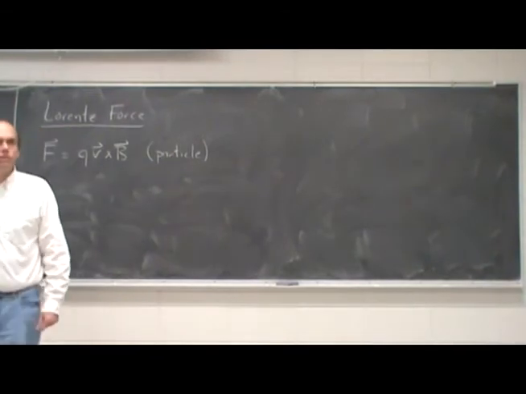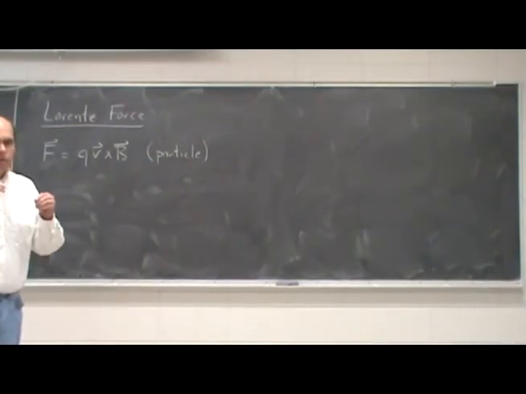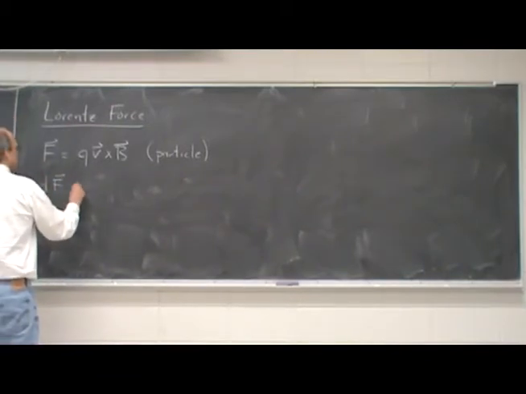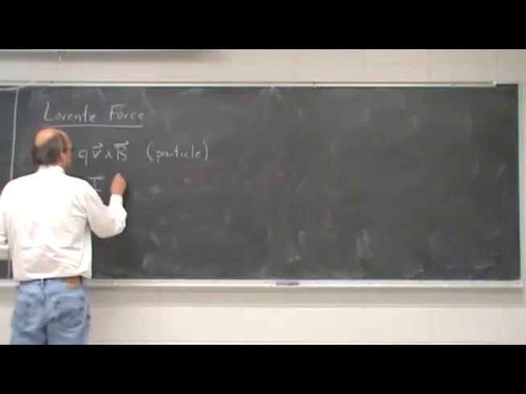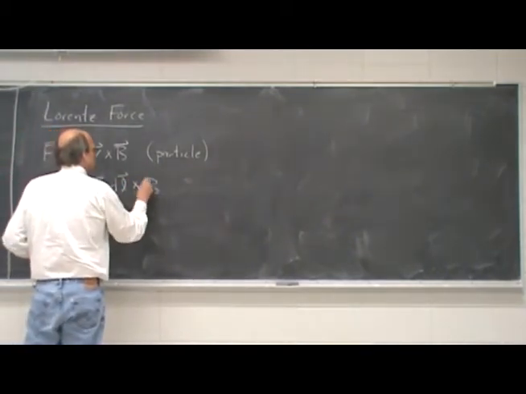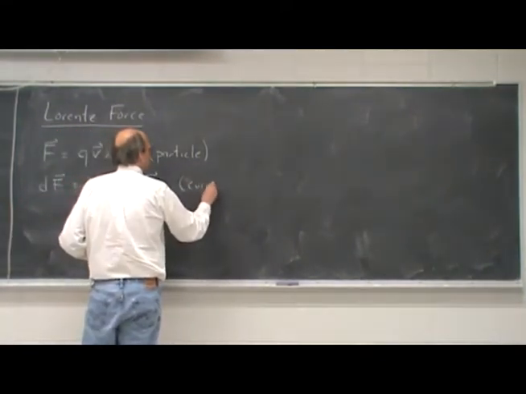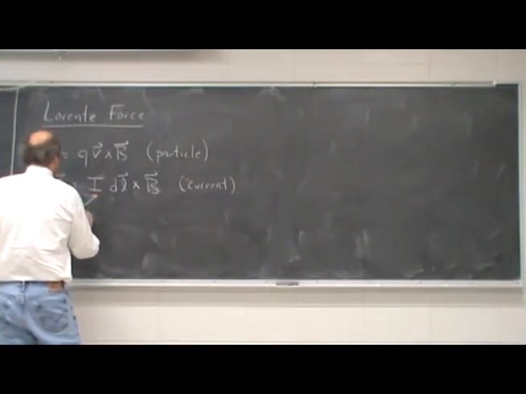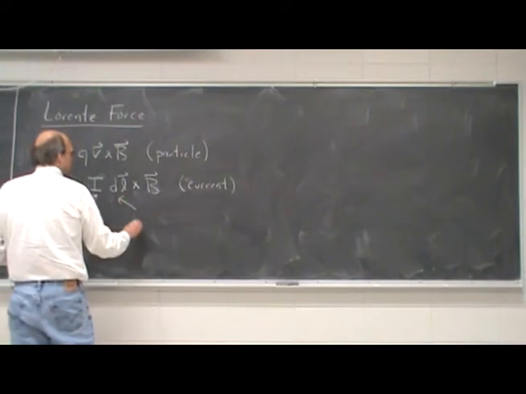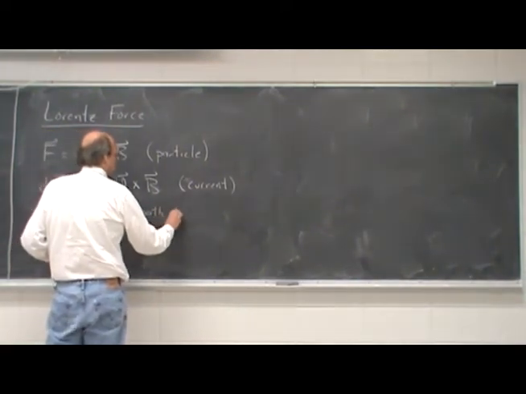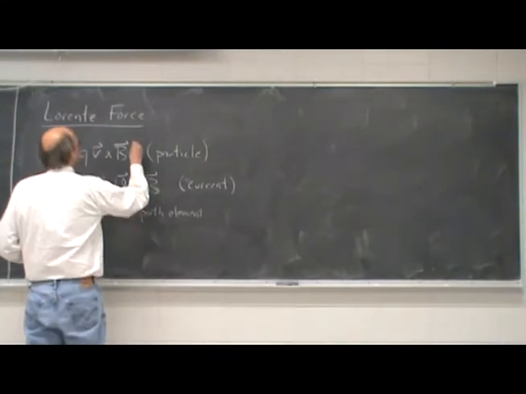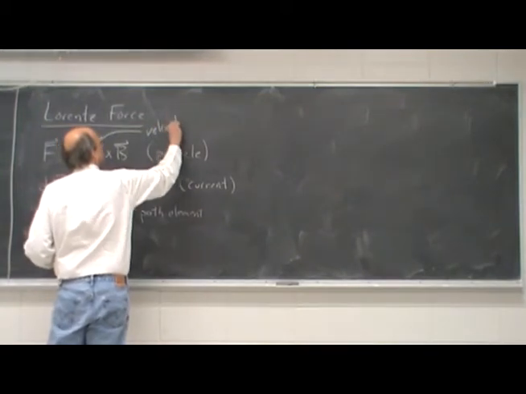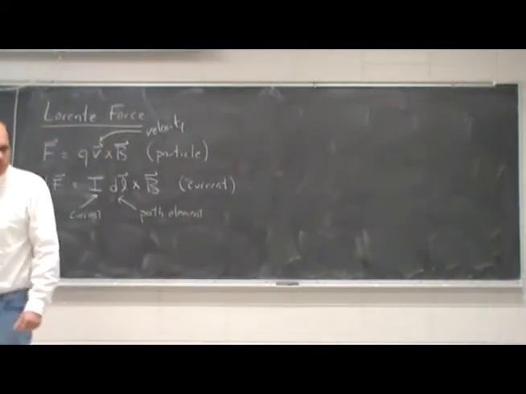Now, if the force is on a current moving in a wire, we have to look at a little bit of the wire, so we get the differential force: dF = I dL cross B. This is the current form. I is the current, and dL is a path element, a little chunk of the wire. And likewise, this is the velocity, and the charge of the particle.